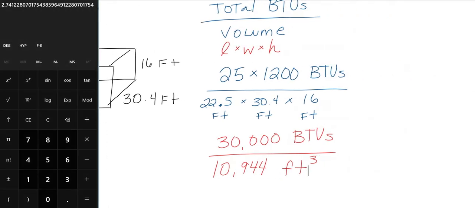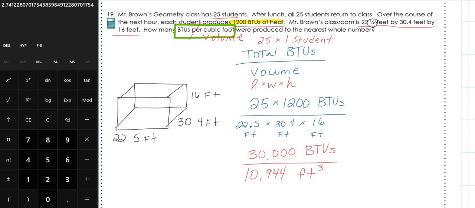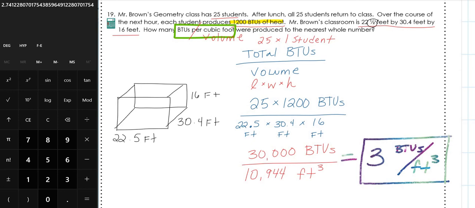So let's go back to my work here. And I'm going to write down that this is equal to approximately 3 BTUs per foot cubed. And that's our final answer. So you didn't have to know what a BTU was. You didn't have to know how to figure out BTUs per cubic foot. You could have gone to the question, looked at the units, and picked up on the fact that per means divide, and cubic feet means you have to do volume. And from there, come up with the answer. Let's move on to the next question.